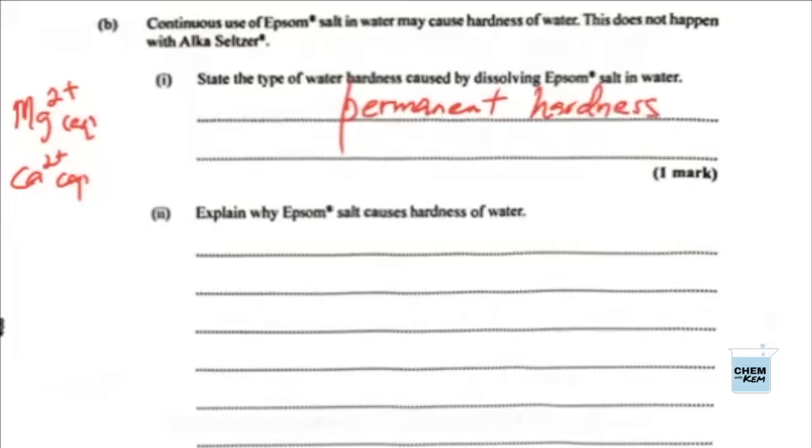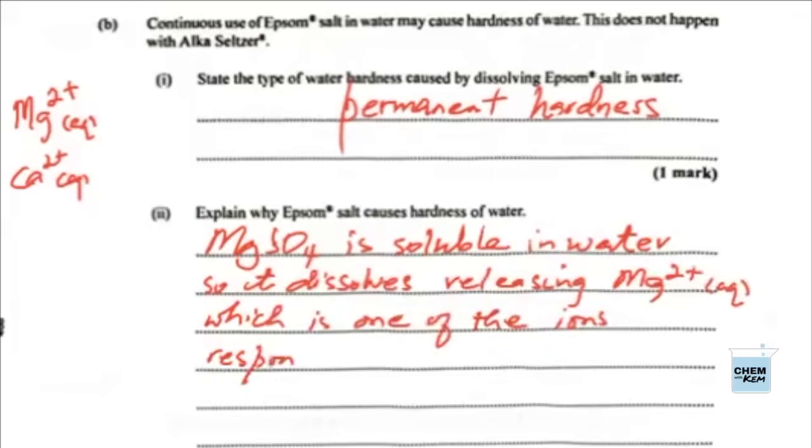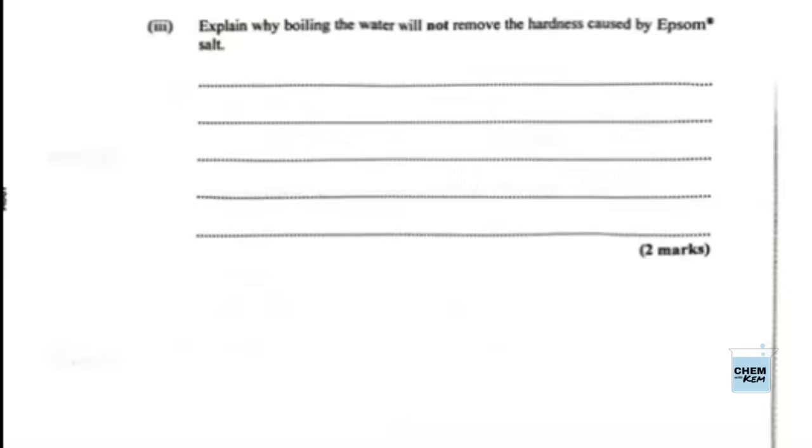So this is why. MgSO4 is soluble in water. So it dissolves, releasing aqueous Mg2+ ions, which is one of the ions responsible for permanent hardness. And here we're at part 3, explain why boiling the water will not remove the hardness caused by Epsom salt. For us to understand this, we have to appreciate when it is that we can use boiling to remove the hardness of water.